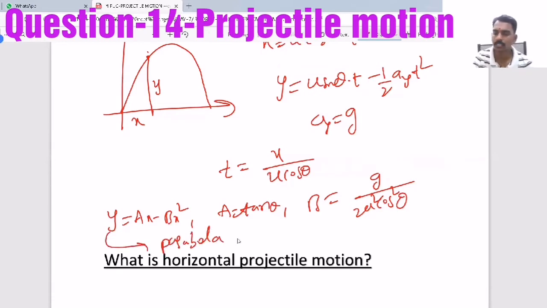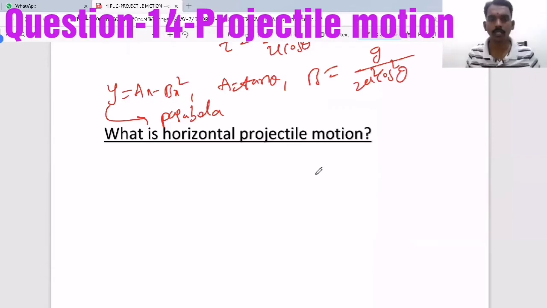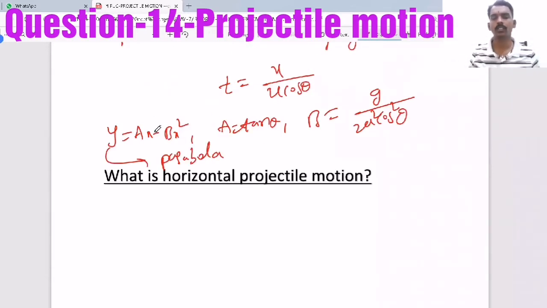That is the path trajectory of the projectile motion. Now one more thing: based on this equation, they will ask the question. They will give the equation and ask you to compare with the general equation, where the x coefficient A is tan theta and the x square coefficient B is g by 2u square cos square theta. By comparing, they may ask you to find the quantities associated with projectile motion, parameters like height or range or anything.